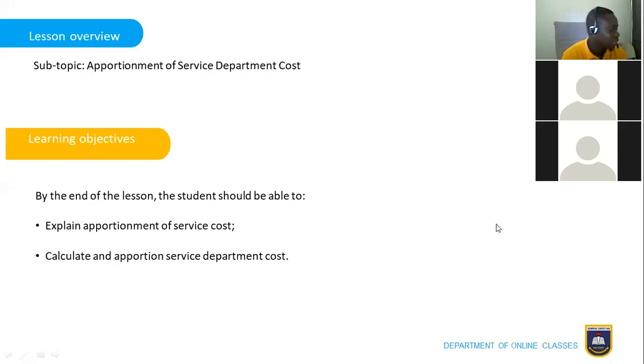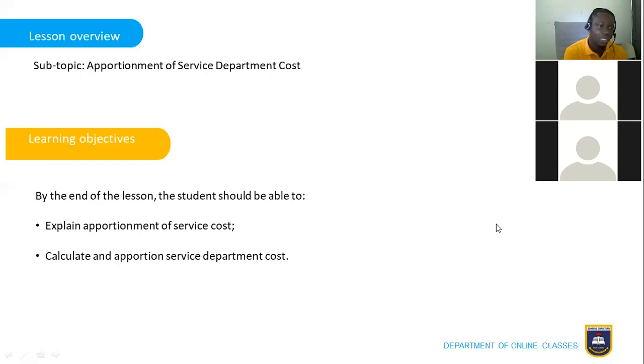Okay, when it has to do with this, there are instances where you may have only one service department in your organization. It may also happen that you may have more than one service department in your organization. So we'll be looking at how this apportionment can be done. So these are our objectives for today.